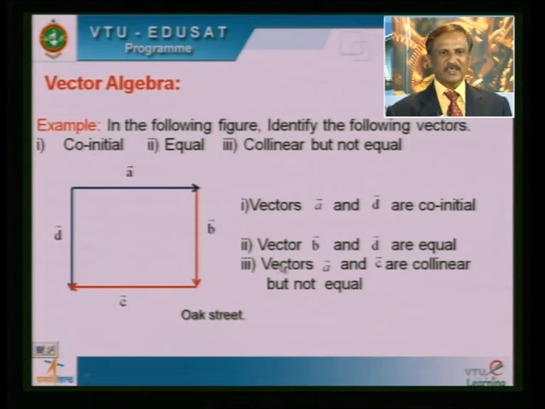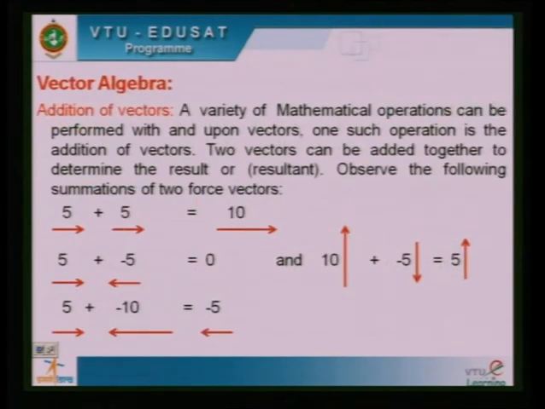Is it clear? Vectors A and C are collinear. These two are collinear, meaning parallel, but not equal. Why are these two not equal? You can observe vector A and vector C. The directions of A and C are opposite. The direction of A is this direction, the direction of C is this direction. These two are moving in opposite directions. That's why they are not equal. So, friends, I hope you can recognize equal vectors and collinear vectors.